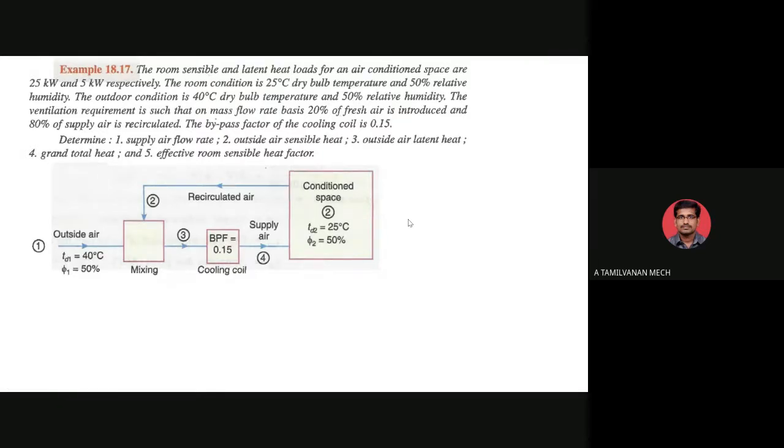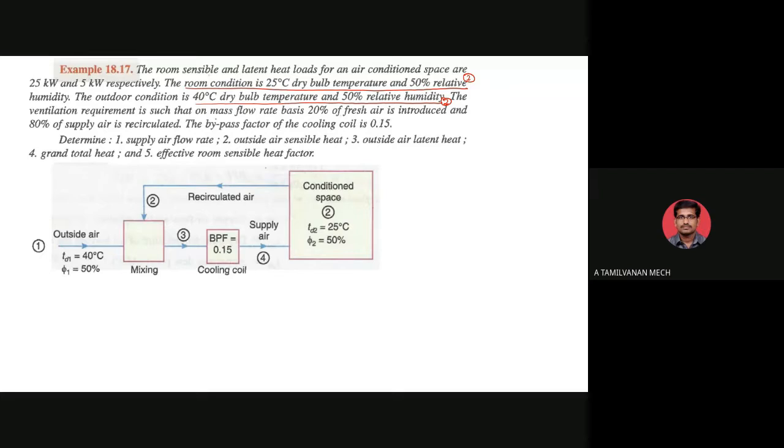The room sensible and latent heat for an air conditioning space are 25 kilowatt and 5 kilowatt respectively. The room condition is 25 degrees Celsius dry bulb temperature and 50% RH. This is the room condition, point number 2. Then the outdoor condition is 40 degrees Celsius dry bulb temperature and 50% RH.